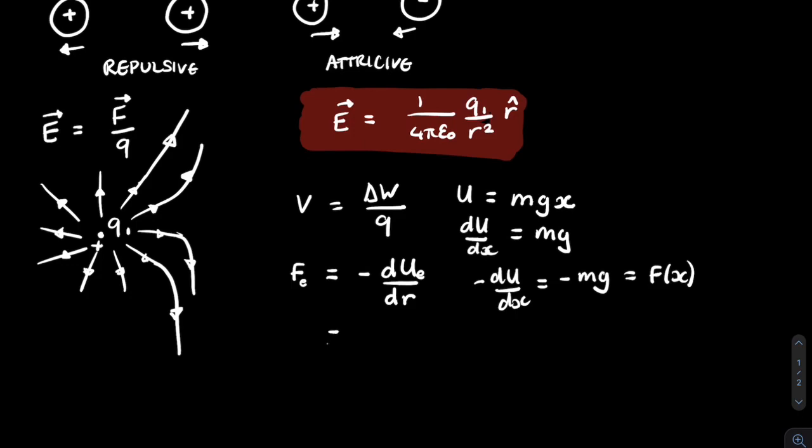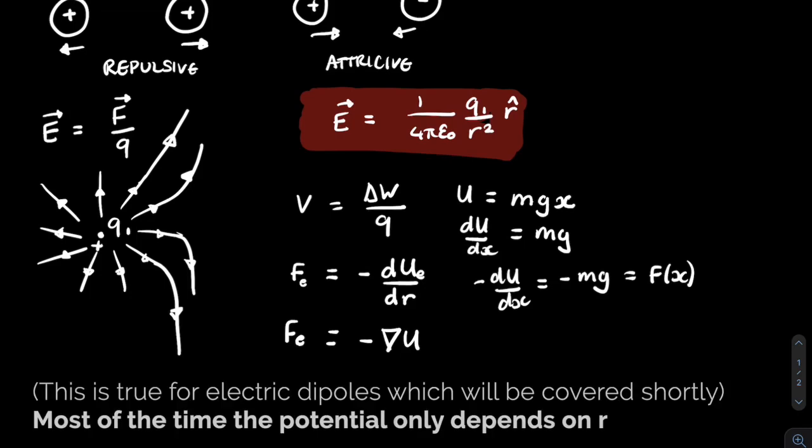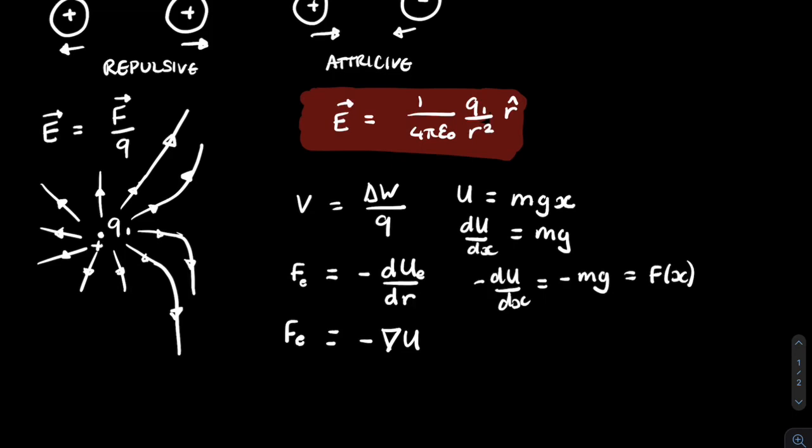Now, more generally, I should actually write that this is minus del u right there. The reason is that the potential energy may depend on the angular coordinates, theta and phi. So it's not just simply du by dr, but it's actually the gradient of u, and the gradient of u may well depend on theta and phi. Actually, to be honest, it's very rare that it does. You may just be given some kind of problem in which it does, so I wouldn't worry too much about that.